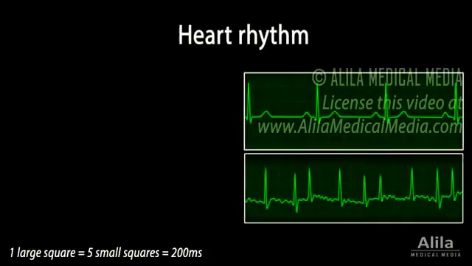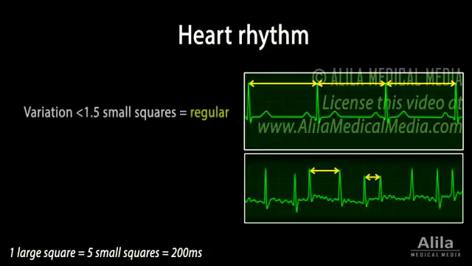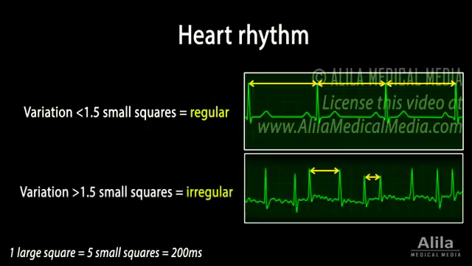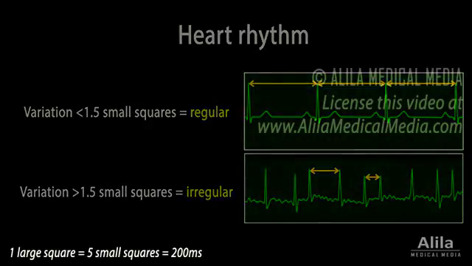For rhythm, measure the intervals between the R waves. If these intervals vary by less than 1.5 small squares, the rhythm is regular. If the variation is greater than 1.5 small squares, the rhythm is irregular.